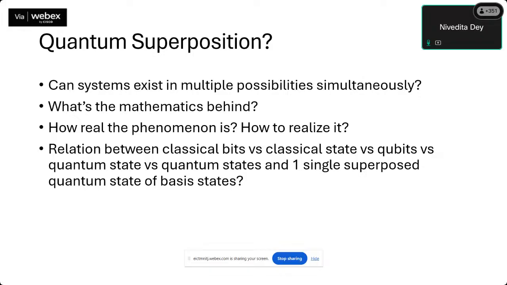That phenomenon is known as superposition. This is how we represent a superposed state, a mixed quantum state: alpha ket0 plus beta times ket1, where alpha and beta are nothing but the probability amplitudes.